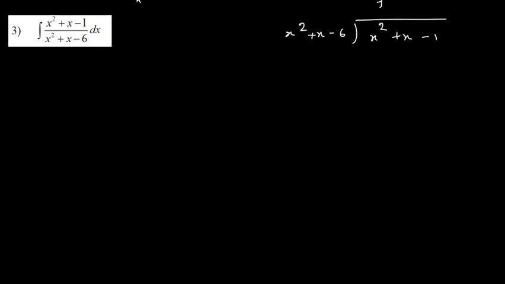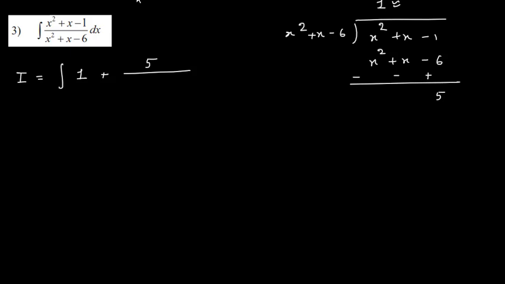So here you see it is 1 time, x square divided by x square is 1. Now when I multiply, I will get x square plus x minus 6. Now we subtract. So minus 1 plus 6 will give me 5. Therefore this integration is equal to the integration of, now my quotient is 1, so I will write 1 plus remainder 5, so 5 divided by x square plus x minus 6, into dx. So this is what I have to integrate.